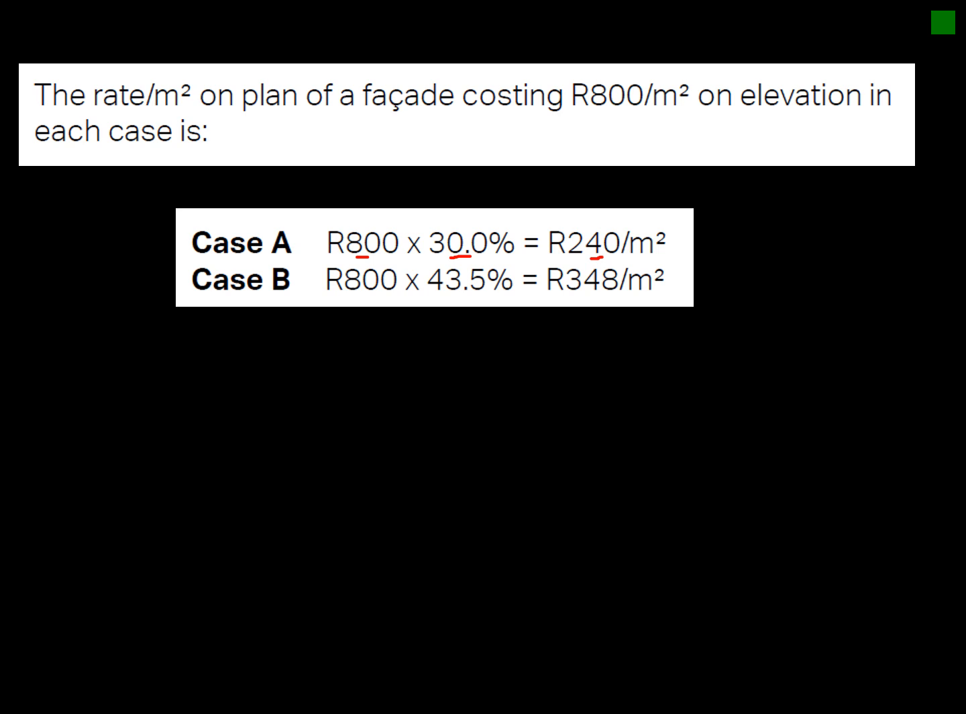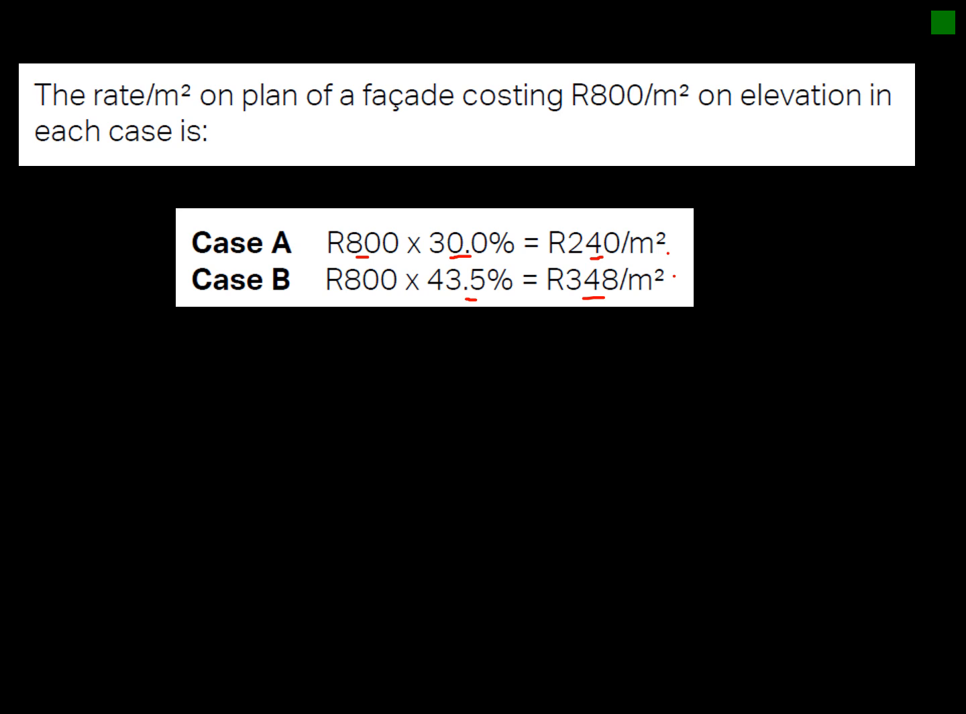This now excludes any installation like tiling or so, because your tiling will be the same. It doesn't really change, the rate and the area won't influence it too much. But then looking at case B, where your ratio is 43.5%, it will work out 348 Rand per square meter. So you can see how the shape immediately had an influence on the cost of your external facade. It doesn't necessarily have an influence on the rest.